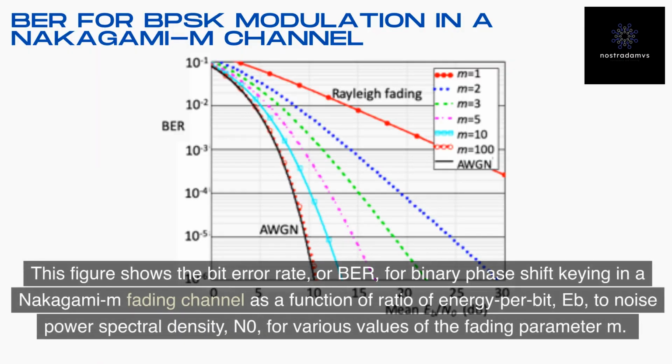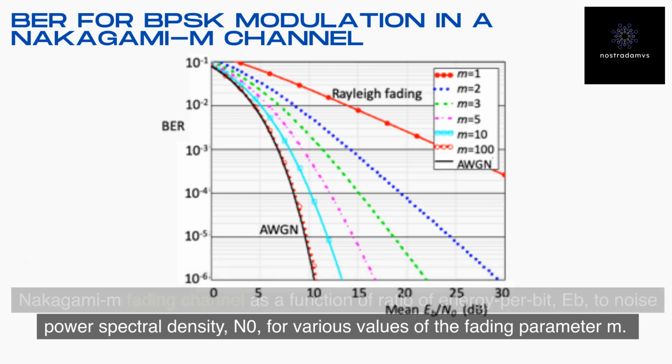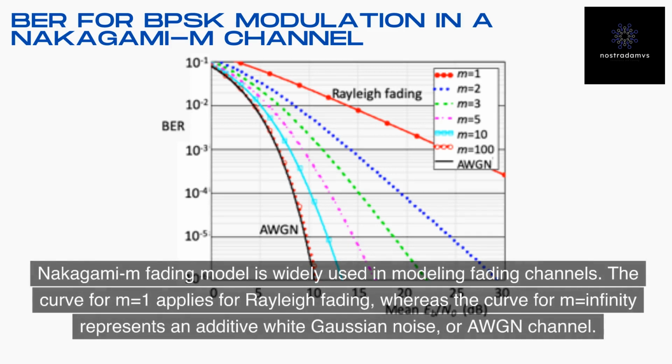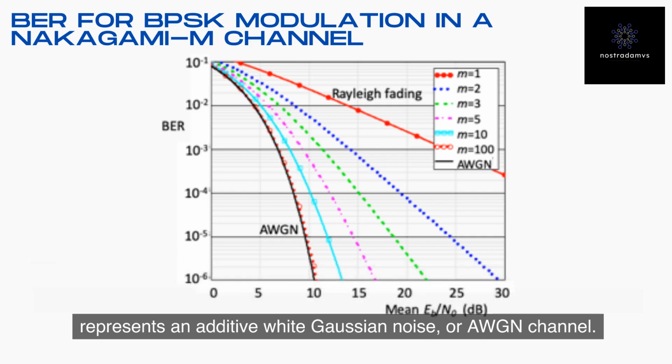This figure shows the bit error rate, or BER, for binary phase shift keying in a Nakagami-m fading channel as a function of the ratio of energy per bit, Eb, to noise power spectral density, N0, for various values of the fading parameter m. Eb/N0 corresponds to the signal-to-noise ratio, or SNR, for digital signals. Nakagami-m fading model is widely used in modeling fading channels. The curve for m equals 1 applies for Rayleigh fading, whereas the curve for m equals infinity represents an additive white Gaussian noise, or AWGN channel.